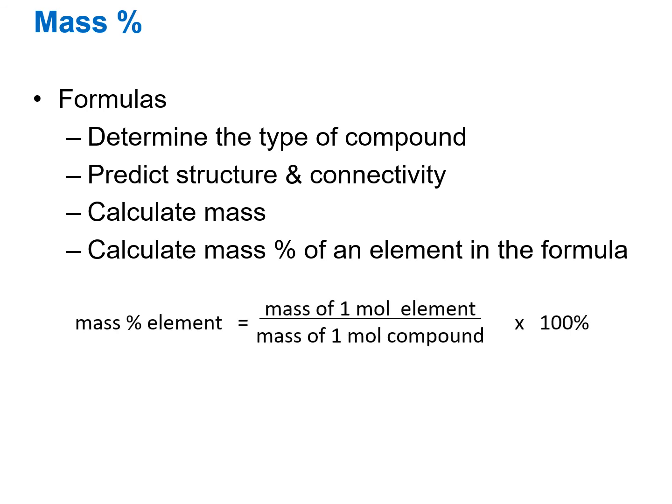And that's what we're going to be doing in these next few slides. So here's the formula for coming up with the mass percent of an element within a formula. It's really not that hard. So you would take the mass of 1 mole of the element that you were interested in figuring out the mass percent of. And then you would take the mass of 1 mole of that compound and divide it into the mass of 1 mole of your element, and then you multiply all that by 100. So what is that going to look like?